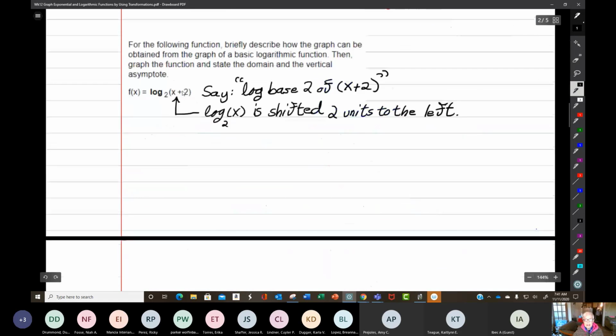For instance, let me find another page here and remind you that if you had f of x or y equals, well, how about 3 times e to the x? Then because this is a number greater than 1, 3 is greater than 1, you know that this is a vertical stretch.